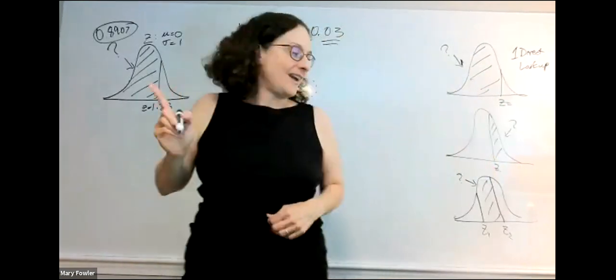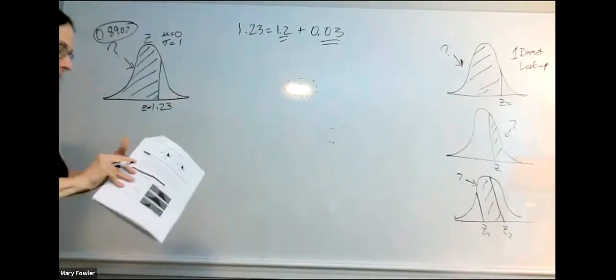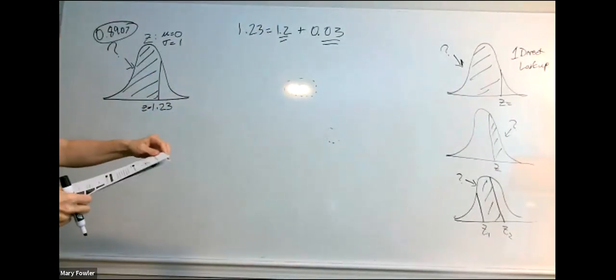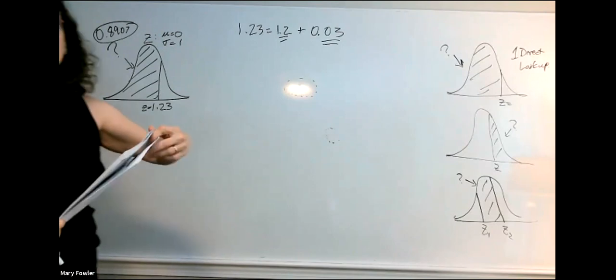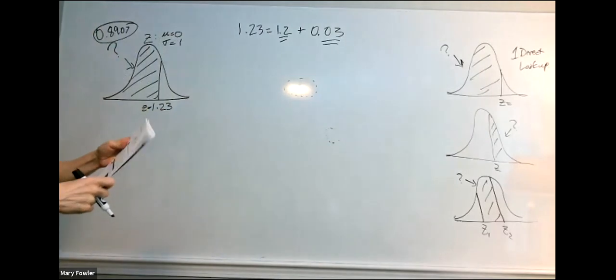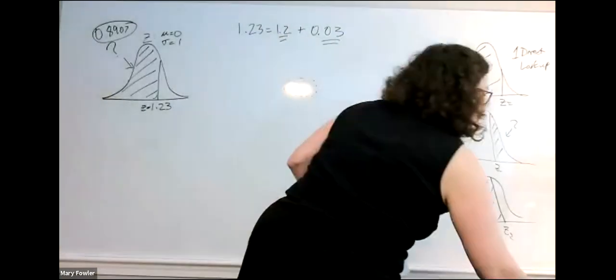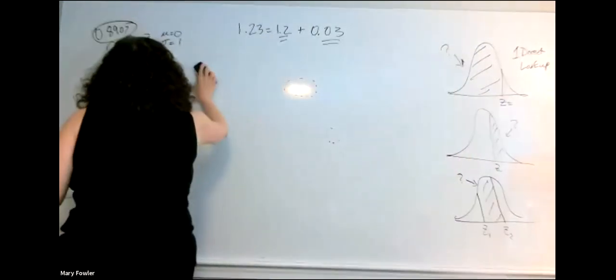Okay, all right, let's go to the next kind of problem. The next kind of problem is to find the area to the right of a specified value, and we are asked to find the area to the right of 0.76. Okay, so let's draw a picture of that.